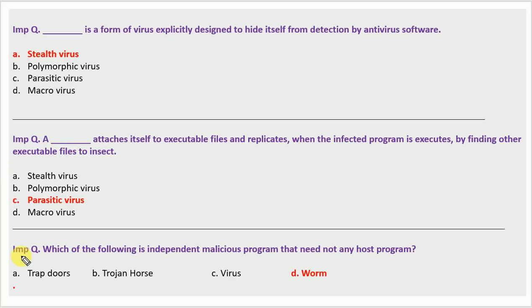Now the next question is also related to virus and worm. Which of the following is an independent malicious program that does not need any host program? That is also very important, which does not require any host program. The correct option will be worm. A worm is an independent malicious program and it does not require any host program to replicate. So worm is the correct answer.